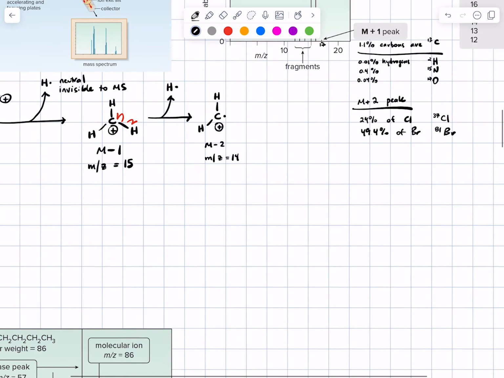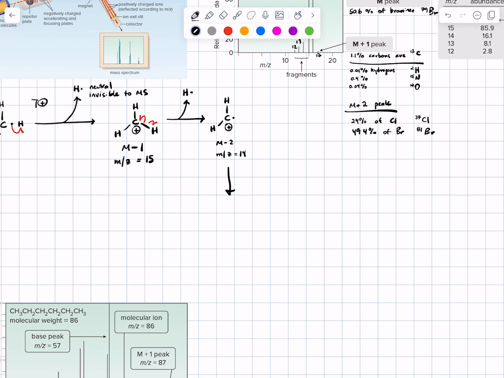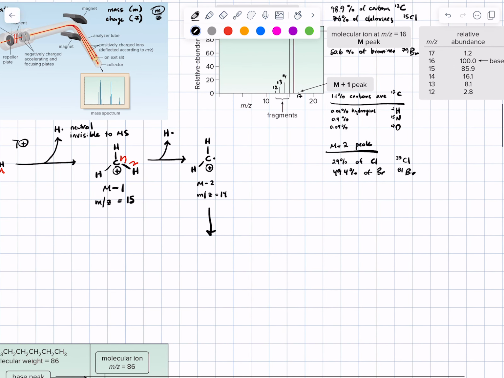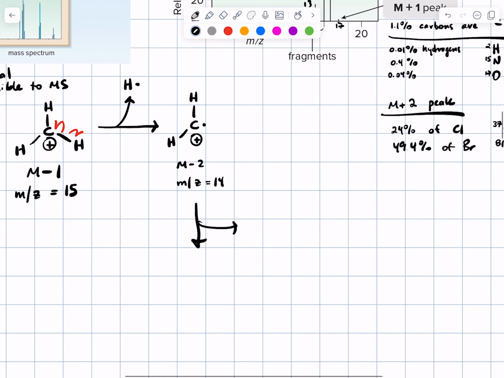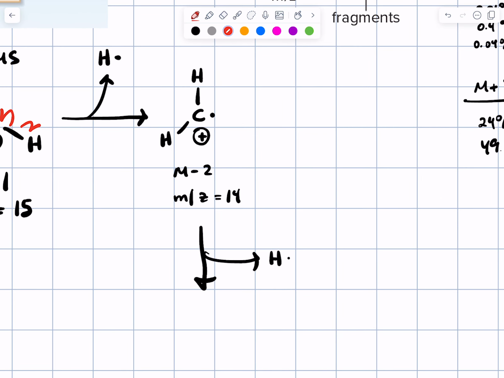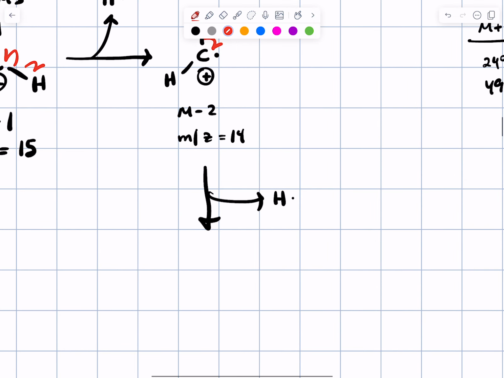I know you're panicking, saying, how was I supposed to know that that was going on? You weren't. The data tell you that it is, right? How else are you going to explain the presence of an m over z equals 14 peak? Similarly, you could lose another hydrogen atom to make this weird molecule. I've never seen that before. How was I supposed to know that that exists? Again, you weren't. The data tell you that it has to.